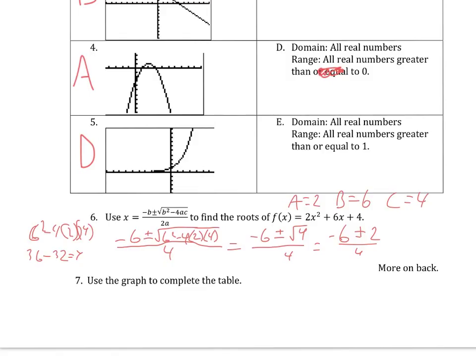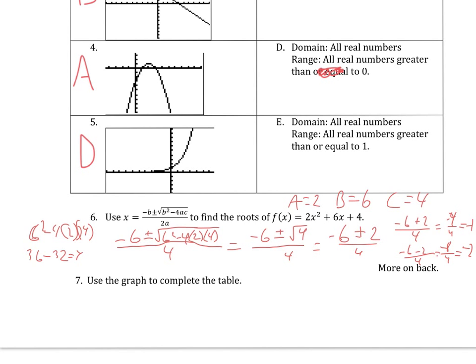Now remember, we've got this plus or minus sign to deal with, so that means we need to do negative 6 plus 2 divided by 4. That's going to give me an answer. And also negative 6 minus 2 over 4. That's going to give me the other answer. Negative 6 plus 2 would be negative 4, divided by 4 would be negative 1. And our other answer, negative 6 minus 2, would be negative 8, divided by 4 would be negative 2. So the answers were negative 1 and negative 2.